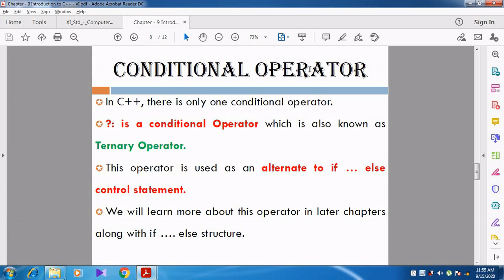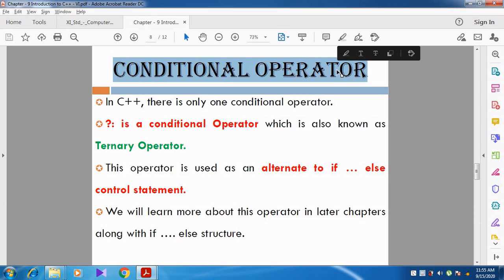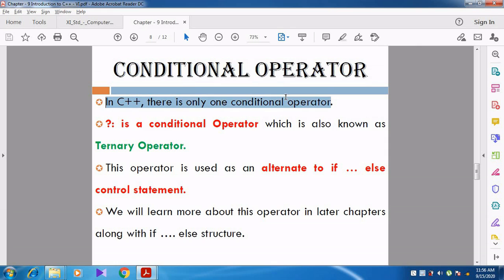Now we are going to see the conditional operator. What is meant by conditional operator? There is only one conditional operator in the C++ programming language. There is no other operator like that.